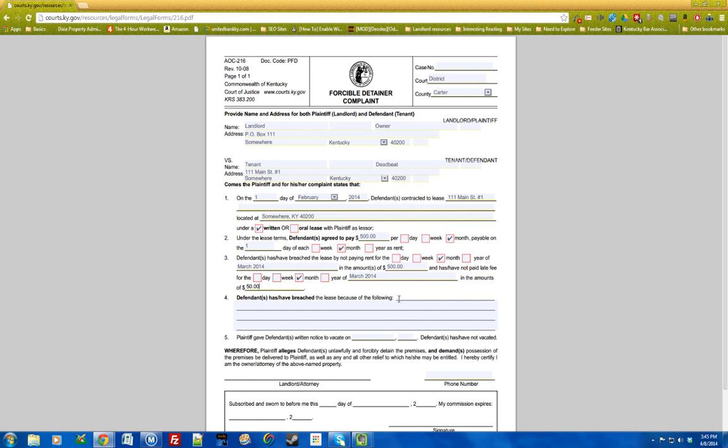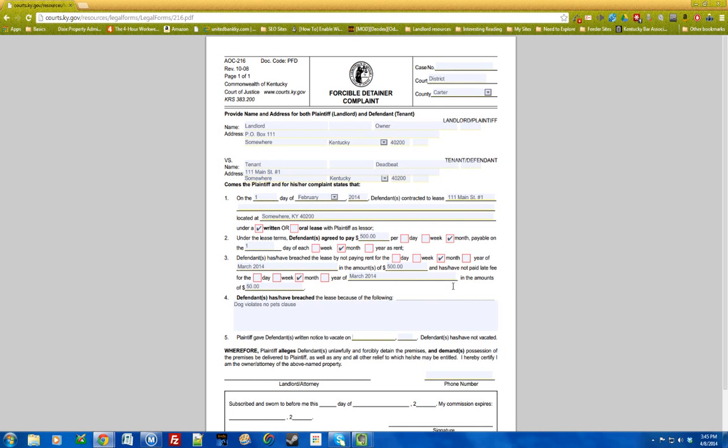Here's where, if they have a dog and you have a no pets lease, something like that, this item 4 is where you would fill that out. And you can just simply type dog, or you can also be a little more elaborate, something like that.